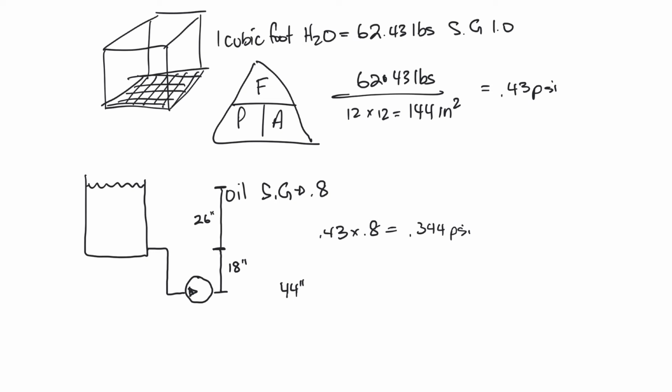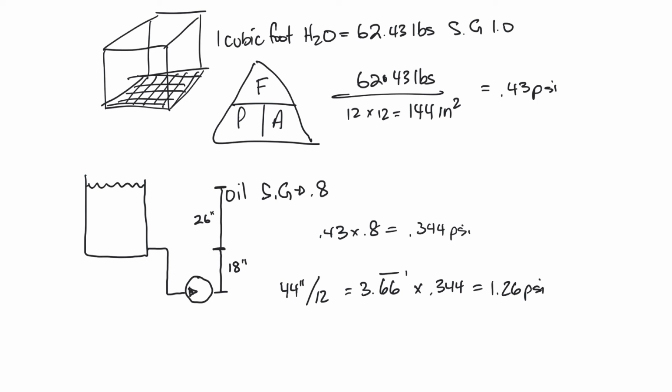So what we need to do is take this 44 divided by 12 to know how many vertical feet total we have. So 44 divided by 12 is going to be 3.66 repeating vertical feet. And we're simply going to multiply that by 0.344 if it was oil of specific gravity 0.8, and we would say that the vertical head pressure is 1.26 psi.